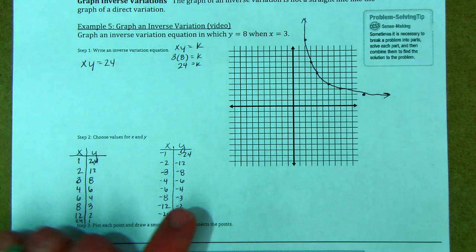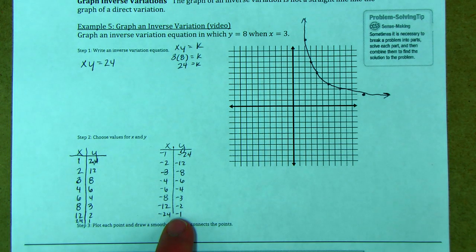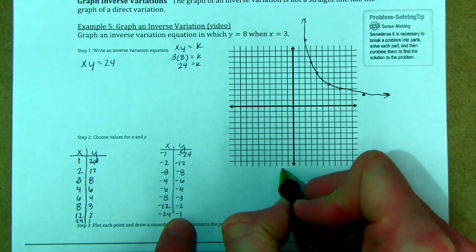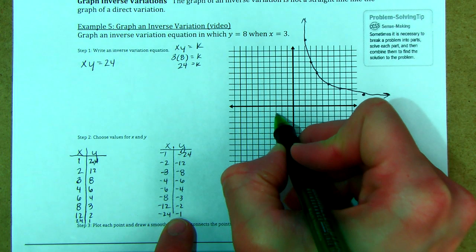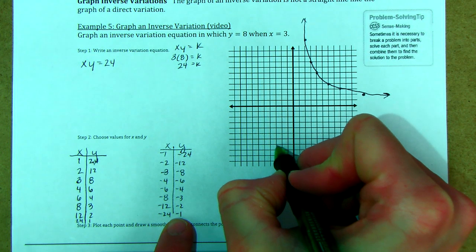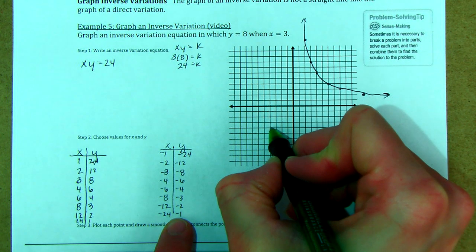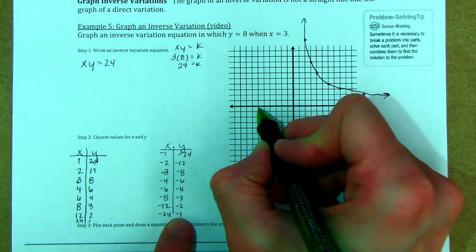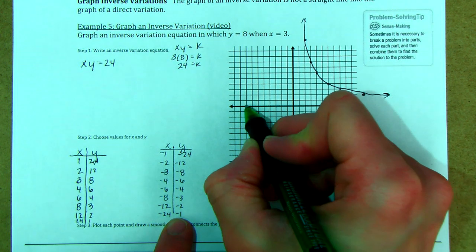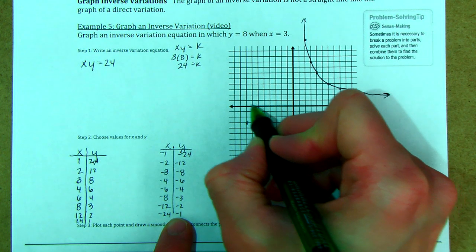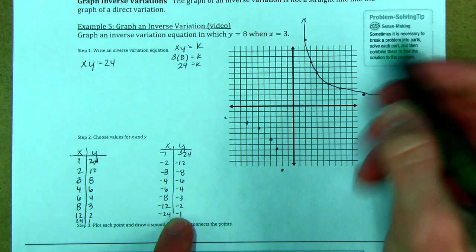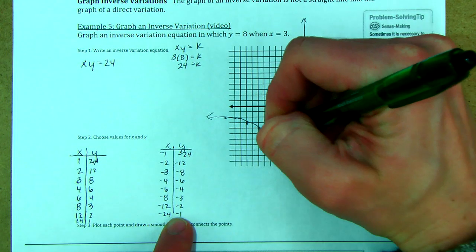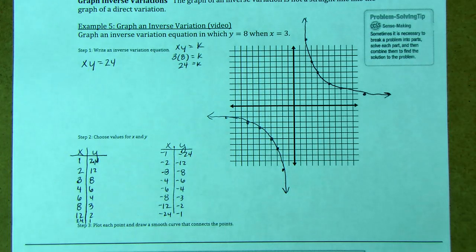So, negative 2, negative 12, negative 3, negative 8, 1, 2, 3, 4, 8, 4 and 6, 6 and 4, 8 and 3, 2 and 12. And I get one that mirrors it. So an inverse function will have 2 different curves that are mirroring one another.